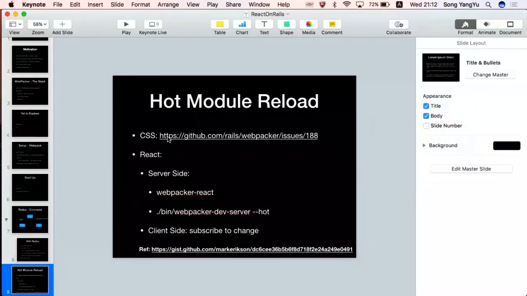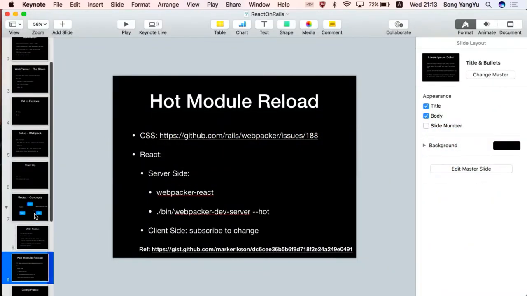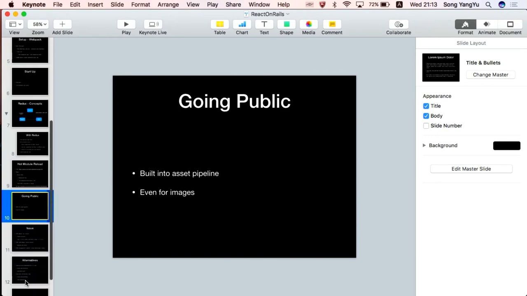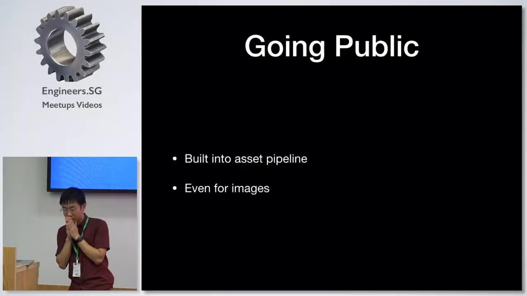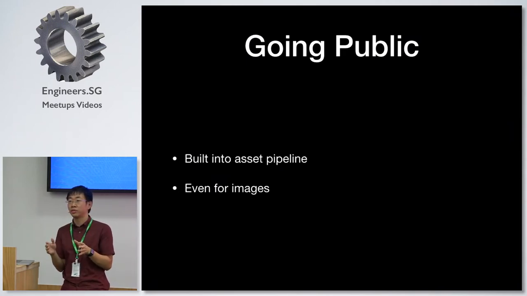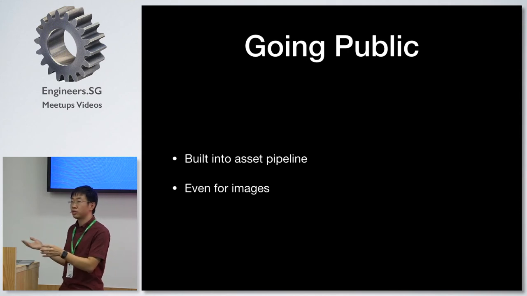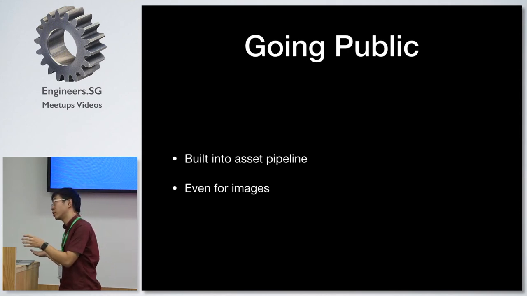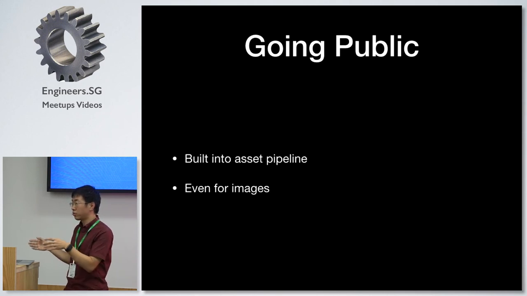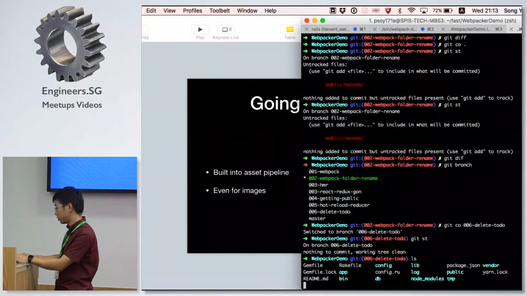For the details of the code, you can take a look at my code later on GitHub if you are interested. Another good part about this Webpacker approach is that it hooks into the asset pipeline. So when you do an assets precompile, it compiles the images into the public folder, and whatever was set here also gets compiled into the public folder.